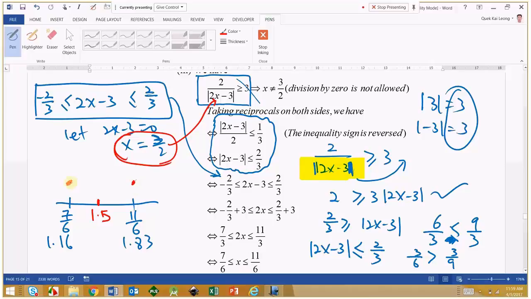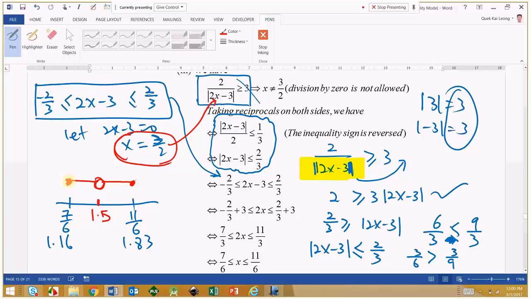Now it's between this and this, but it cannot be 1.5, because when it's 1.5, it will cause this expression to be divided by 0. So x cannot be 3 over 2, 1.5. Division by 0 is not allowed. So this value is not included.